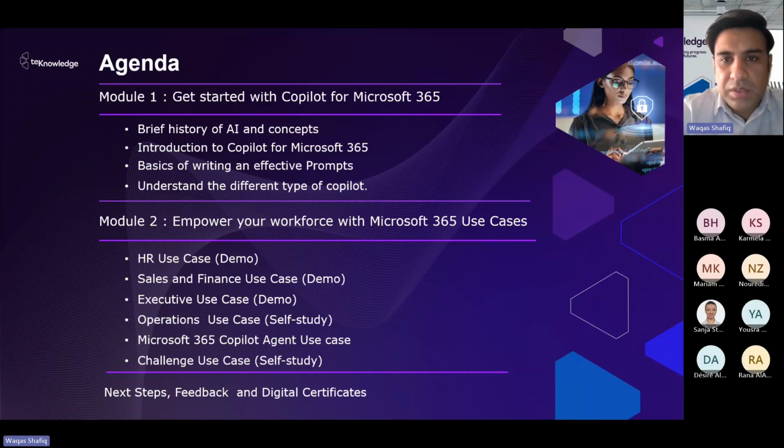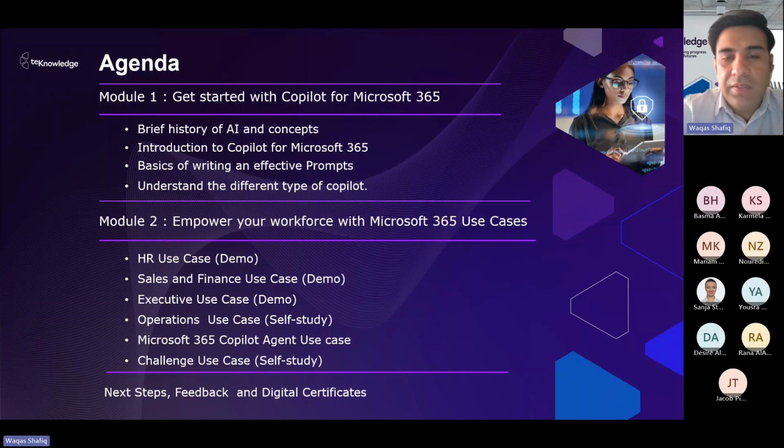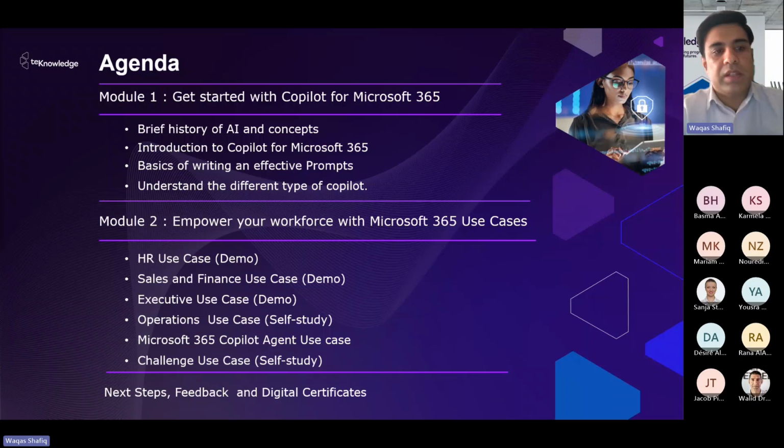The last part of the first module would be around understanding the different types of Copilot. Nowadays, you have Copilot for web, Copilot for mobile, Microsoft 365 Copilot, role-based Copilot, and product-based Copilot. The idea is just to give you a flavor of all types of Copilots available in the market, so that you can prioritize any Copilot which can meet your specific needs.